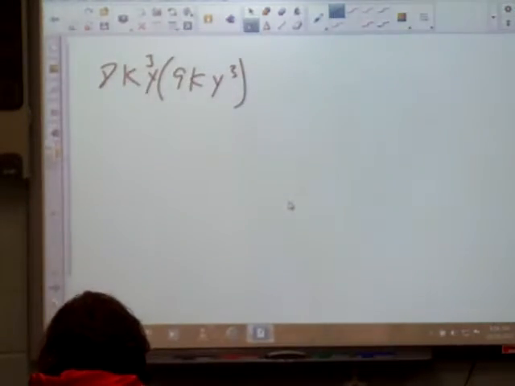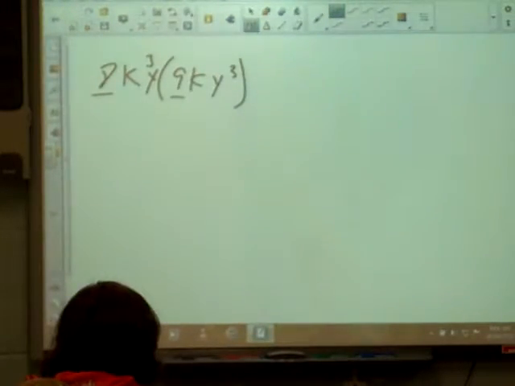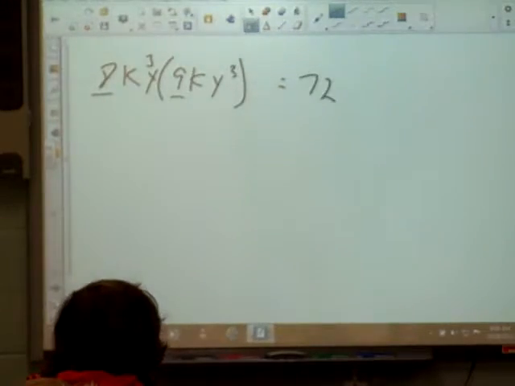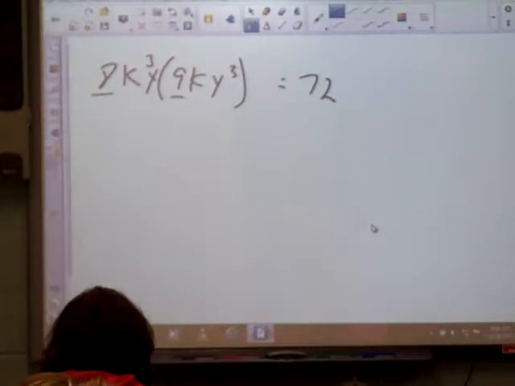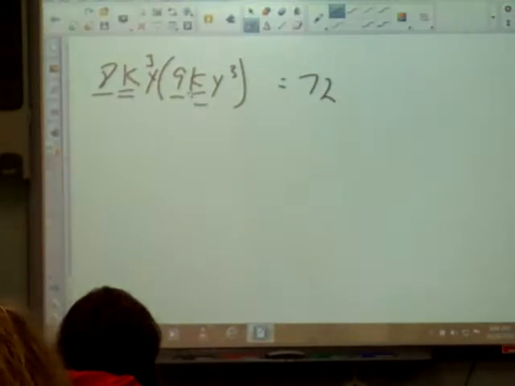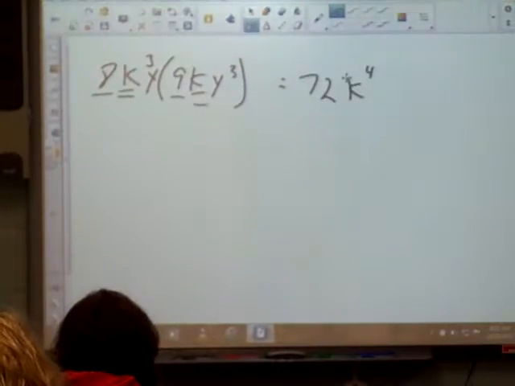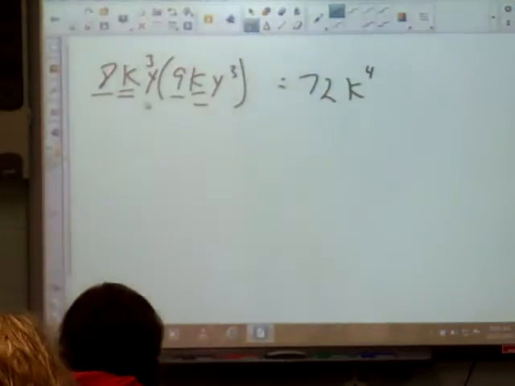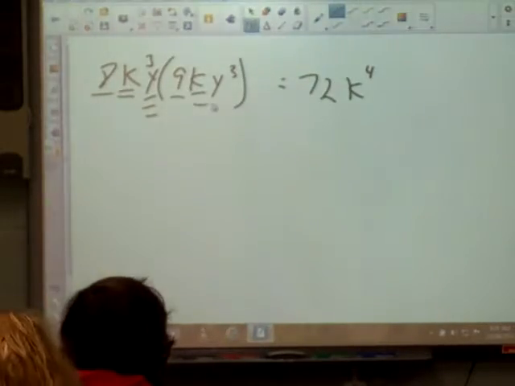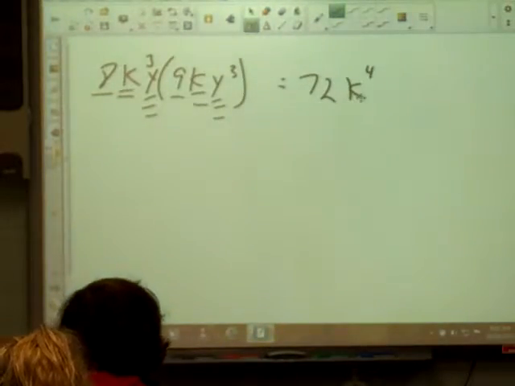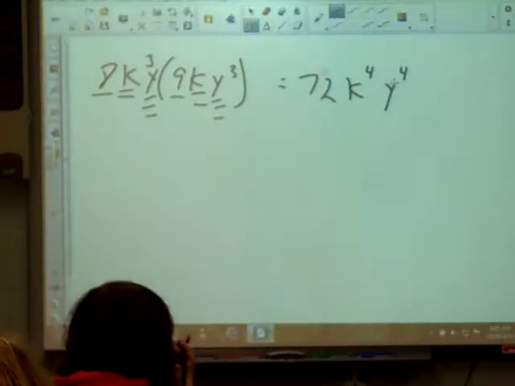First thing we would do on something like this, we've already gone over all of our power rules. I'm going to multiply my coefficient since this is a multiplication problem. 8 times 9 would get me a 72 on that. Then when I multiply variables, we went over this last week, we add powers. So in those k's, I've got a k cubed and a k to the first. So 3 plus 1 gives me a k to the fourth. And then on my y's, I've got a y to the first and a y cubed. So again, 1 plus 3 would give me a 4. And that'd be it.